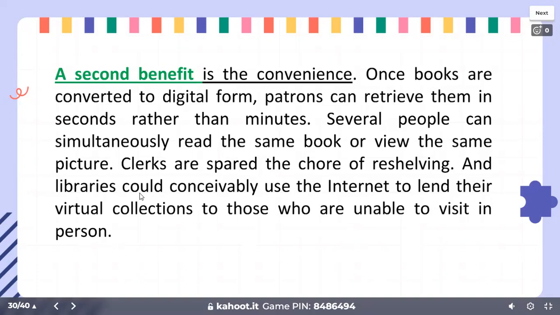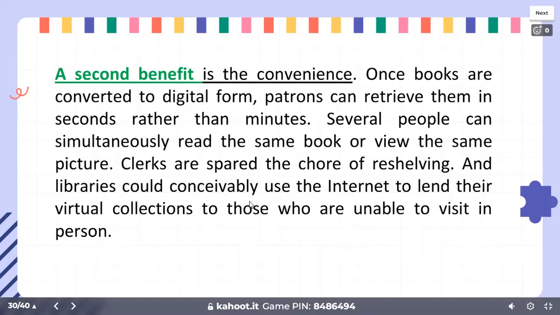And this is number four: libraries could conceivably, if you don't understand the word conceivably, delete it. Libraries could do what? They could use the internet to lend or to give their virtual collections. Now, virtual means not real, so virtual collections means digital, to those who are unable to visit in person. If you cannot go to the library, you can access the library online, okay? Virtually.